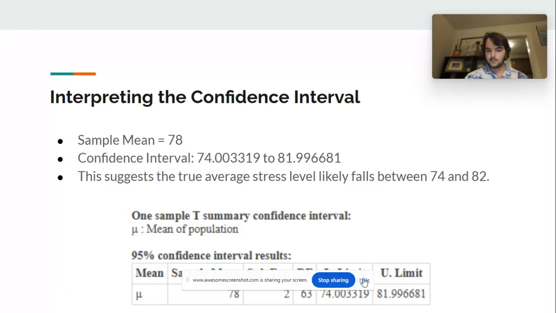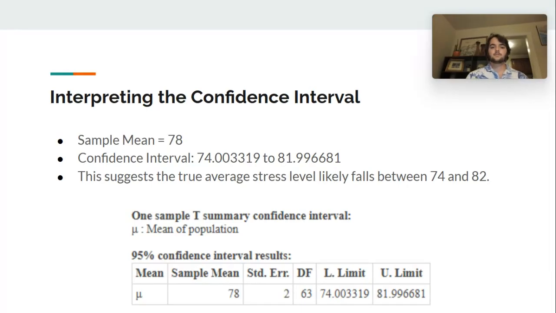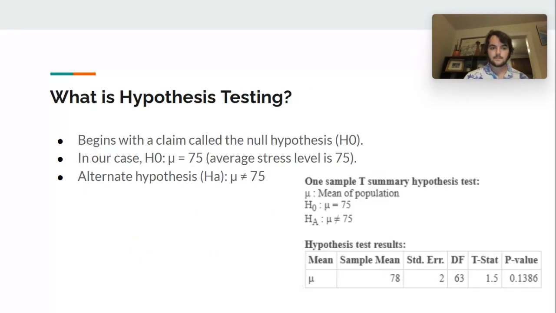Let me hide this real quick. All right, so interpreting the confidence interval, this little graph down here I got on StatCrunch while doing my homework. The sample mean we got was 78. The confidence interval lower limit was 74.003319, which I'm just going to round to 74 for this. And the upper limit was 81.996681, which I just rounded to 82. And yeah, this is my little thing I made.